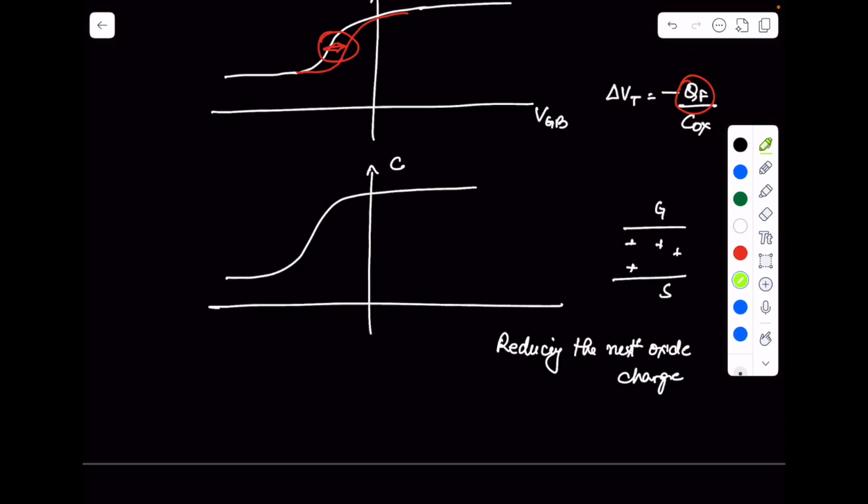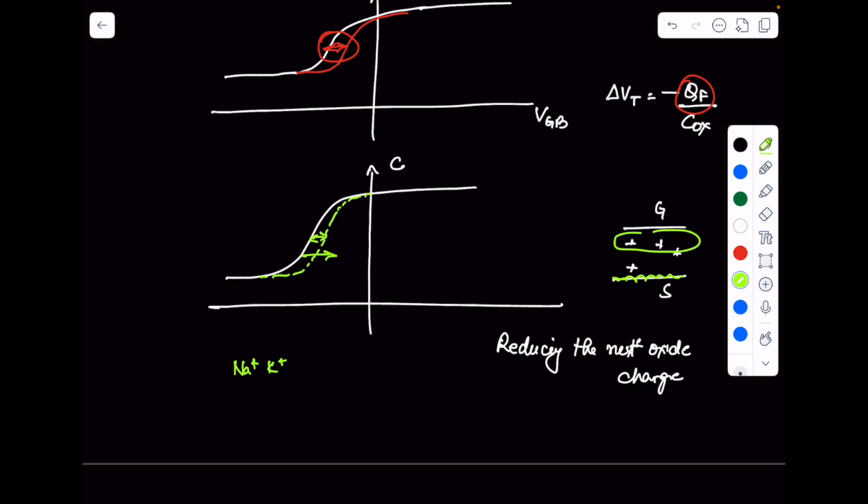Generally the mobile ions are sodium or potassium, so they are positively charged. So if I'm removing 10% of them, I'm going to shift my curve again towards the left. It's like the fixed charge. The only thing is that the fixed charge change is larger because it is right at the interface. In the case of mobile charge, it can be anywhere, so this delta is going to be minimal. So again, the curve moves along the positive x direction.